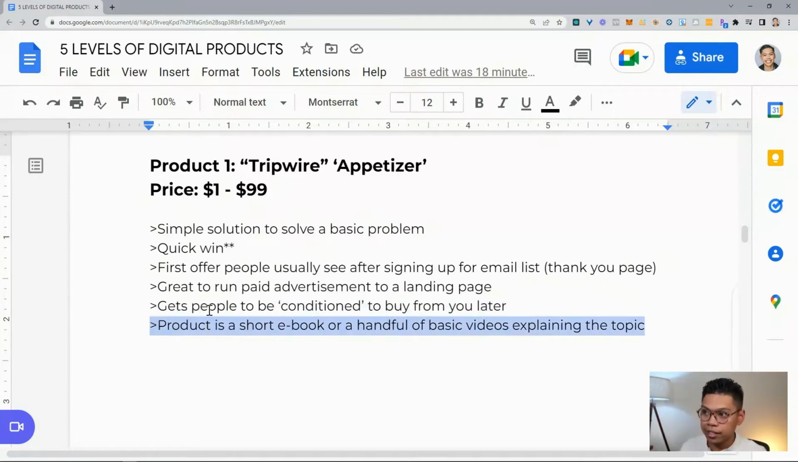And the last thing is this product could be like a short ebook or a handful of basic videos explaining the topic. Remember, that topic is to solve a basic problem with a simple solution that leads to a quick win. Okay. So that is product number one. This is our Tripwire, which is also known, that I like to call it, our appetizer. Okay. They just get a little appetizer going about the products that we offer.